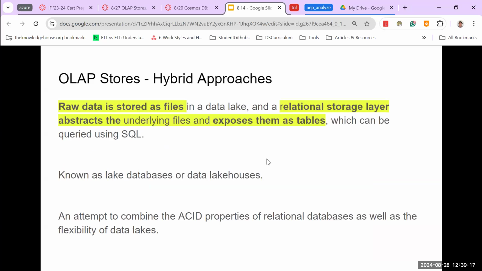All right. Next up, everyone, we have some hybrid approaches. Not really too important to know, but I guess it is good to just acknowledge its existence. What you could possibly do is add a relational storage layer to your data lake, which abstracts the underlying files and basically treats them like tables that you can interact with on SQL.